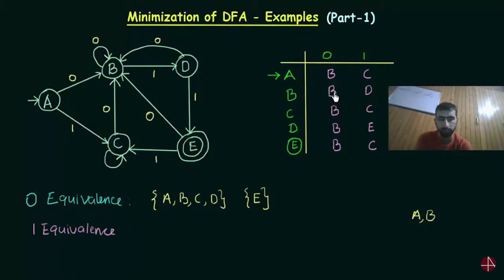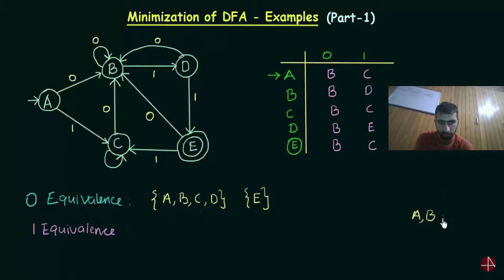But the condition is not complete, you have to check for 1 also. So A on getting input 1, where does it go? It goes to C. And B on getting input 1, where does it go? It goes to D. So C and D. Now you have to come to this row and check if C and D fall in the same set or not. So we see that here C and D belong to this same set.